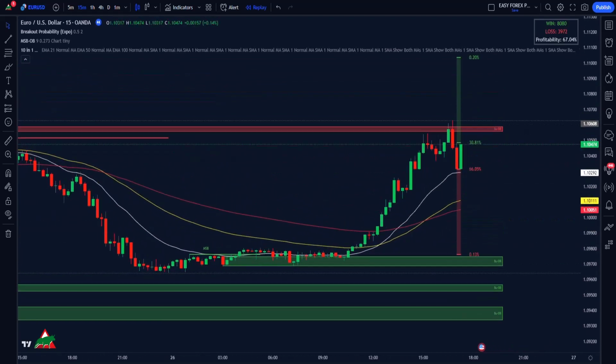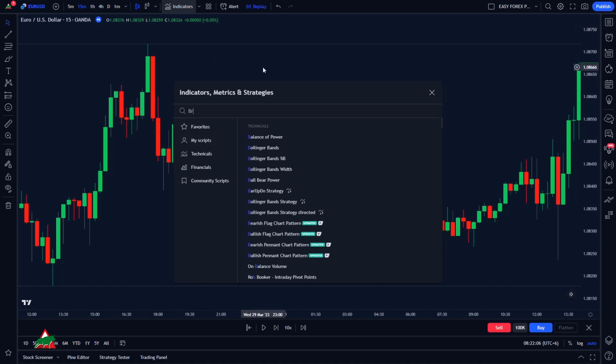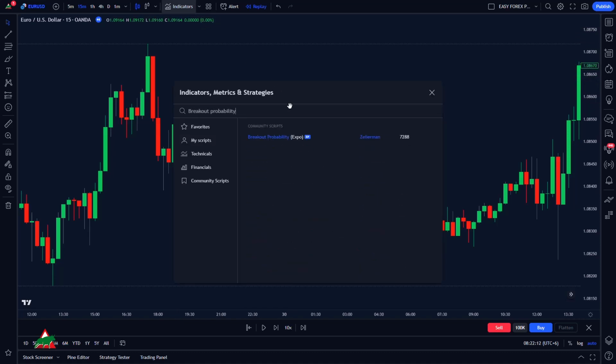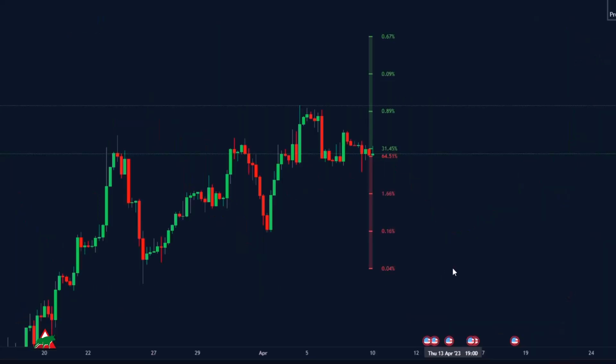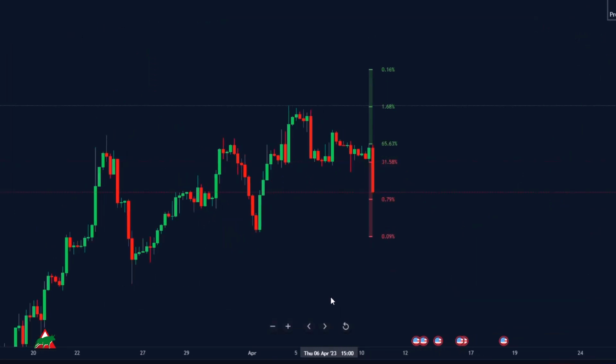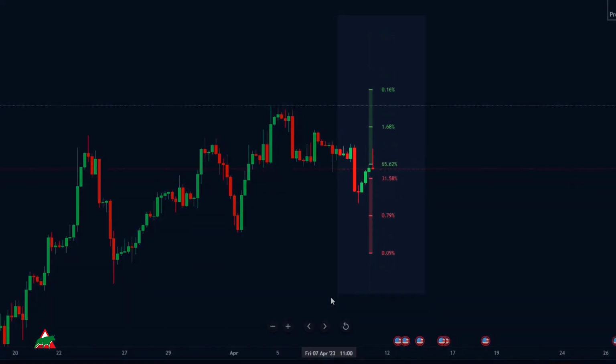First of all, we will add our first indicator, the Breakout Probability by Zierman. To add this amazing indicator to your chart, head over to the Indicators tab and search for it, and select this one. But before we get into the nitty-gritty, let's first understand how this indicator works. As you can see on the chart, the indicator plots levels along with the chance of the level being hit.